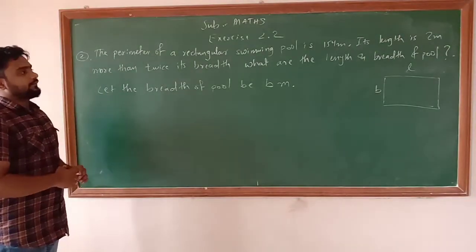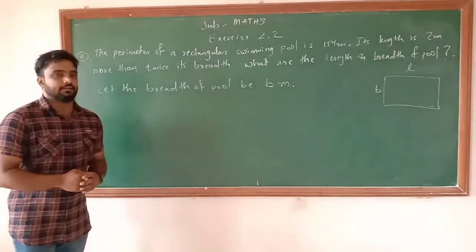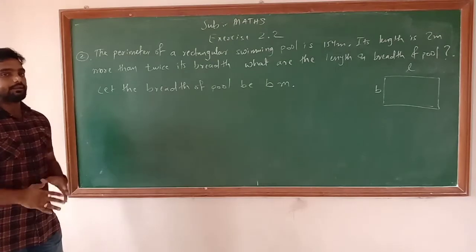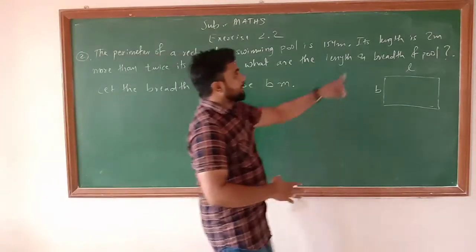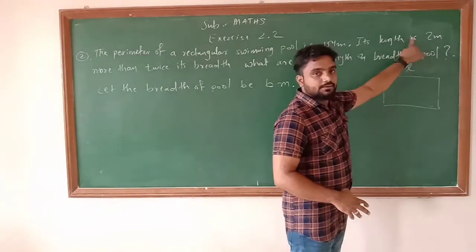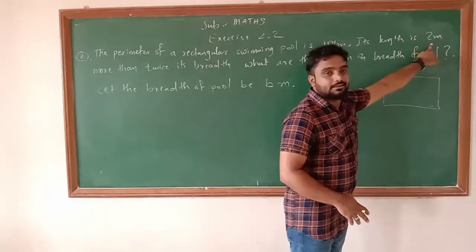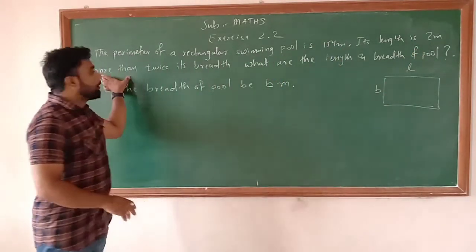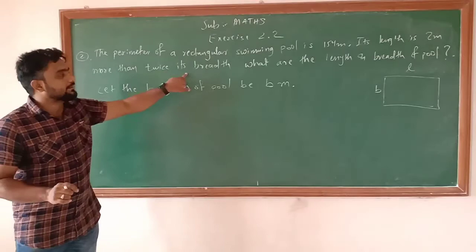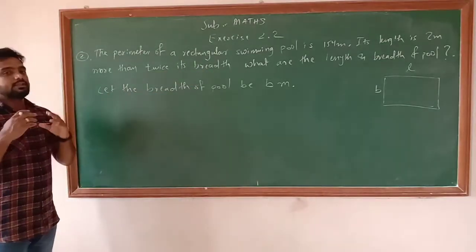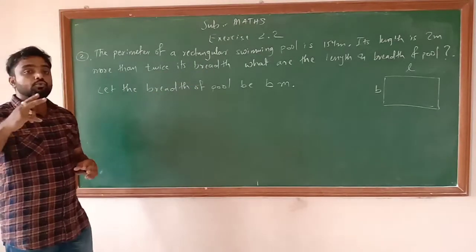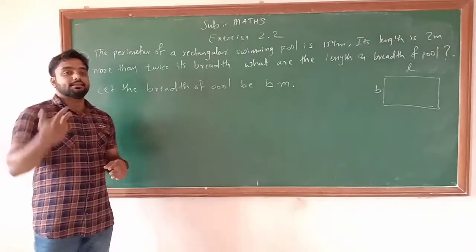ओके, नाउ स्टार्टिंग विद द क्वेश्चन. तो देखो यहाँ एक कंपैरिजन दिया गया है बिटवीन द लेंथ एंड द ब्रेथ ऑफ द पूल. क्या दिया गया है? Its length is 2 meter more than twice its breadth. मींस उसकी लेंथ 2 मीटर ज्यादा होगी twice its breadth.